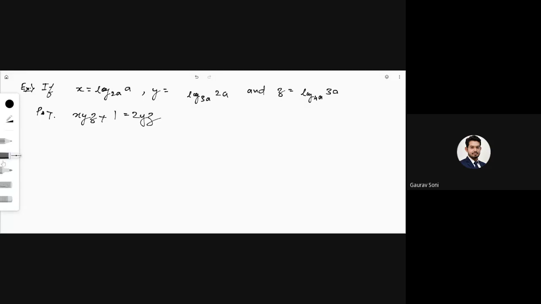So consider the LHS. xyz is equal to log to the base 2a of a into log to the base 3a of 2a into log to the base 4a of 3a. Can you find something from here?